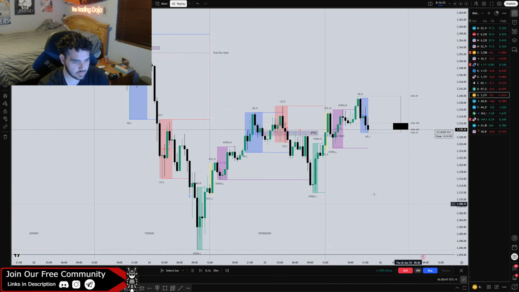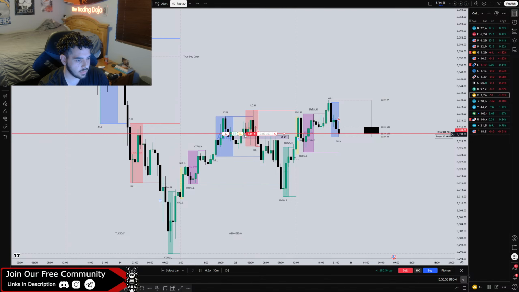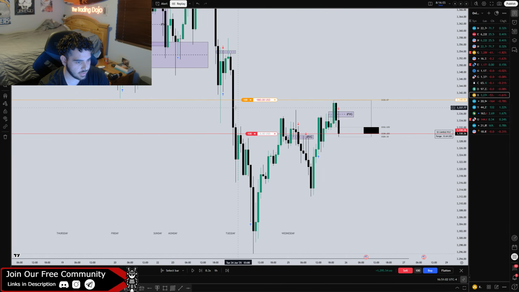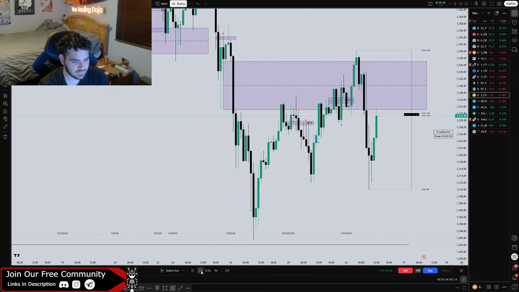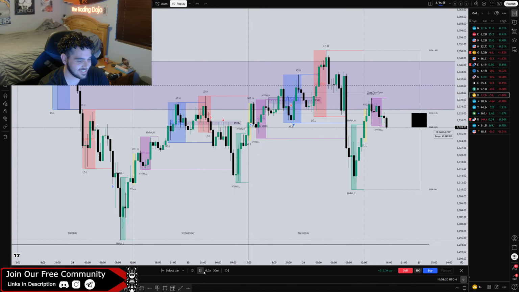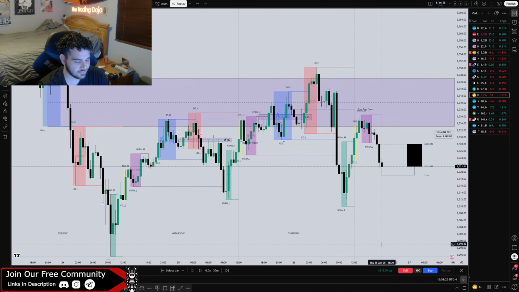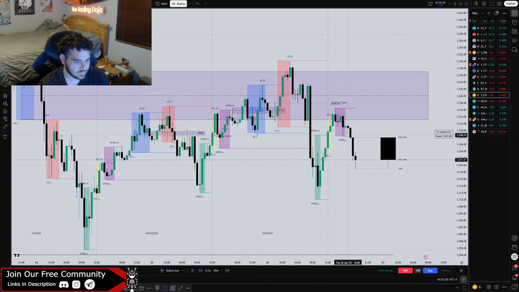Let's add a little bit right here. Pretty much same setup. Inversion. I know we have some fair value gaps in here as well. We're off, guys. We're not hitting these. Here we go. Inversion right here.